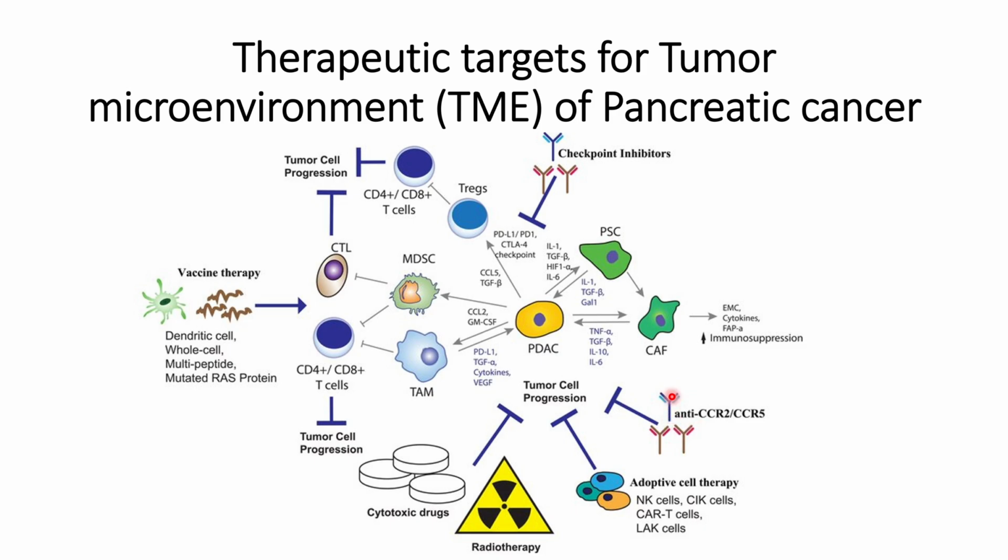Also there are anti-CCR2 and CCR5 antibodies. These anti-CCR2 and CCR5 antibodies have also been shown to prevent tumor cell progression, as CCR2 and CCR5 have been found to promote pancreatic tumor cell progression. Once those receptors are blocked at the cell surface through these antibodies, the pancreatic tumor cells won't be able to interact with CCR2 and CCR5 on the cell surface membrane, and thereby cell proliferation will be reduced.